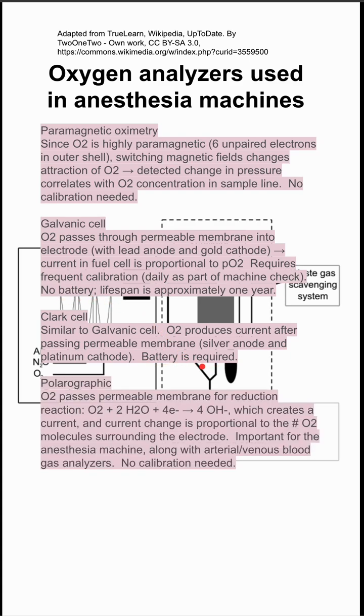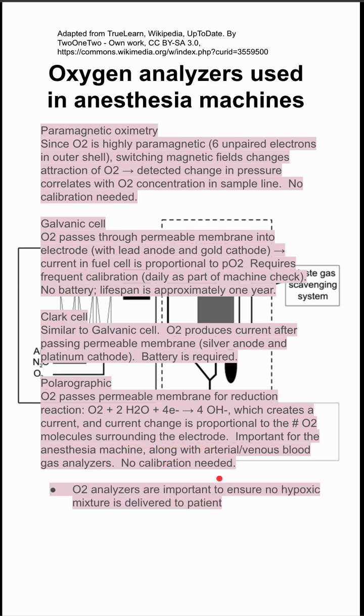The last type is Polarographic. Oxygen passes through a permeable membrane here for a reduction reaction. That reduction reaction then creates a current, and you can measure that current, and it's proportional to the number of oxygen molecules surrounding the electrode. This one also does not need calibration. These oxygen analyzers are important because they make sure that you do not give a hypoxic mixture to the patient.